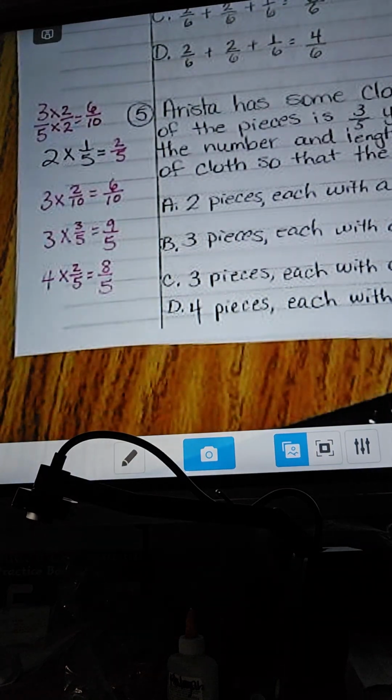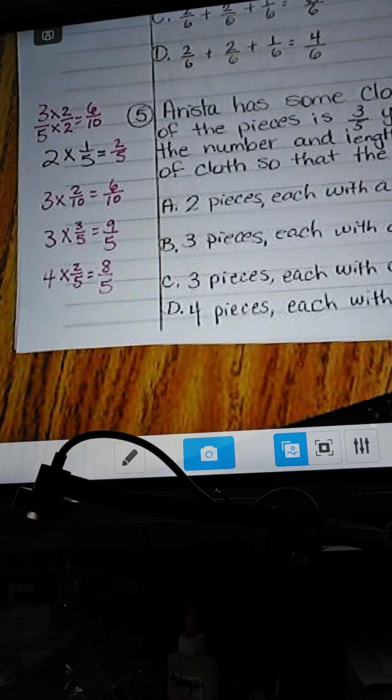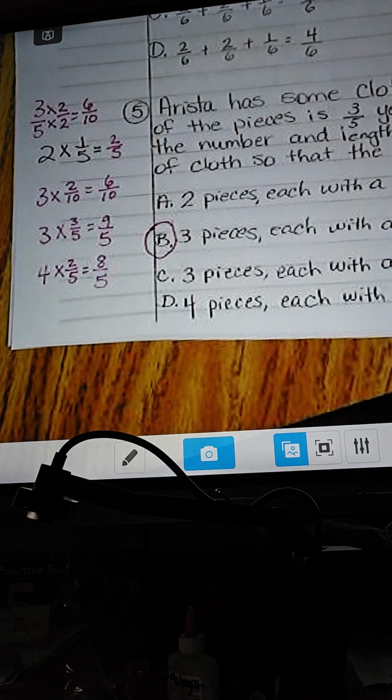6/10. Very good. So does that equal either one of these? Yes. Which one? B. Very good. All right. So also remember, if that doesn't work, move to 3. Always start with 2. Move to 3, because more than likely for 4th grade, they're not going to multiply by anything greater than 2 or 3. Okay?